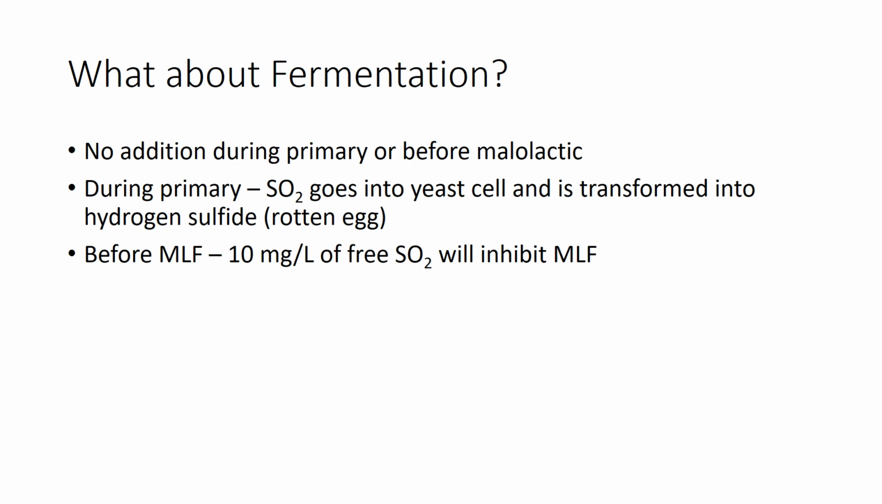And if a winemaker adds it before malolactic fermentation, they can inhibit their malolactic. This may be desired in a lot of different styles of white, but usually not in red. So a level of 10 milligrams a liter of free is sufficient to inhibit malolactic fermentation. So we don't consider adding sulfur dioxide at these stages.